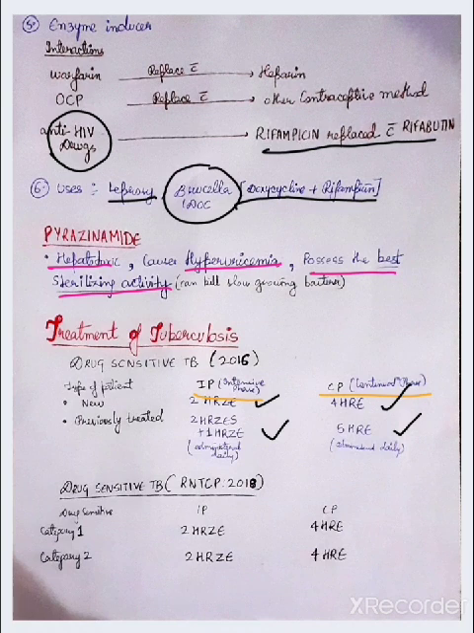Now the drug sensitive TB regimen under RNTCP 2018. In category 1, in the intensive phase we give 2 HRZE, and also in category 2 we give 2 HRZE, and in the continuation phase we give 4 HRE in category 1 and 4 HRE in category 2.